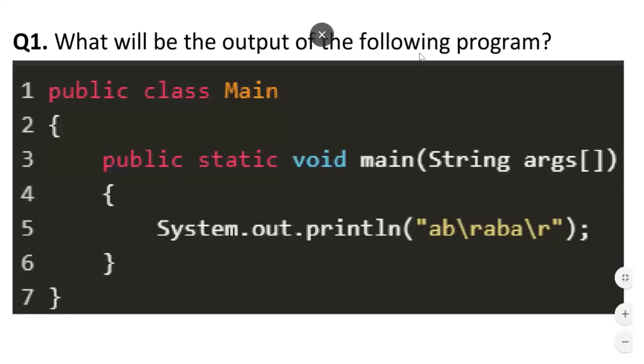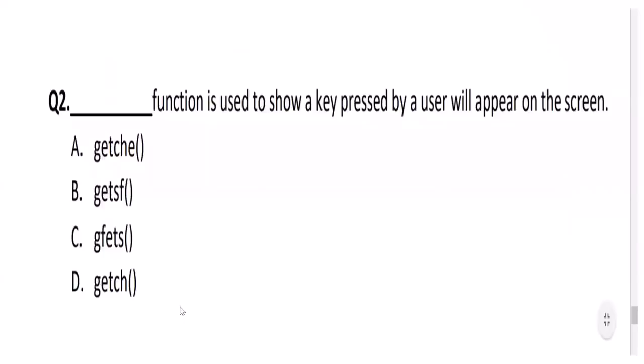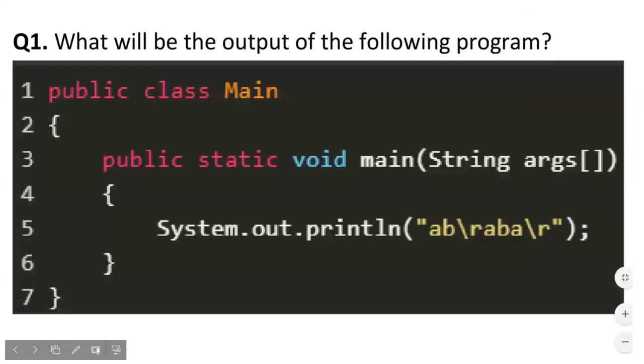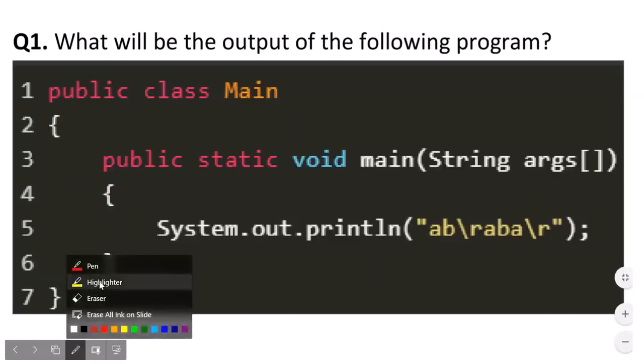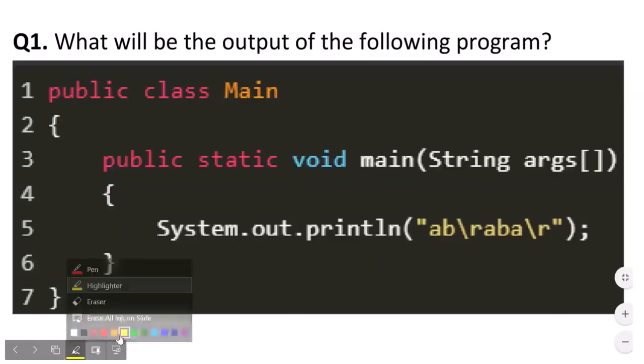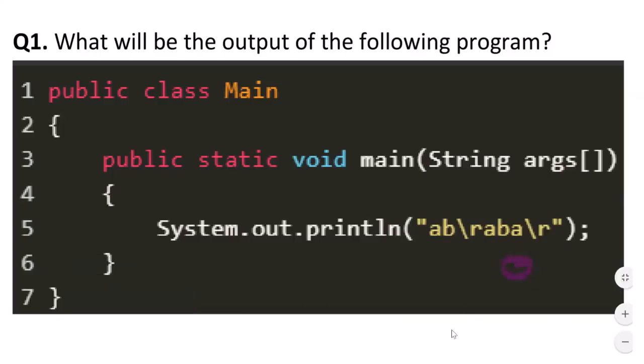Here you can see the question is asking what would be the output. The question seems simple, but here you will encounter this \r. What this does is that it takes the control to the starting of the line. So what will happen, let me take this highlighter. A and b will be printed.